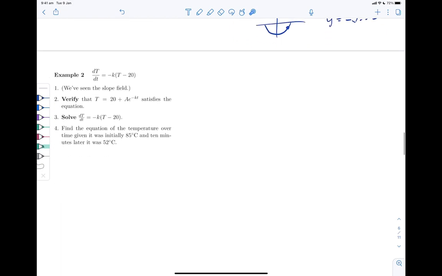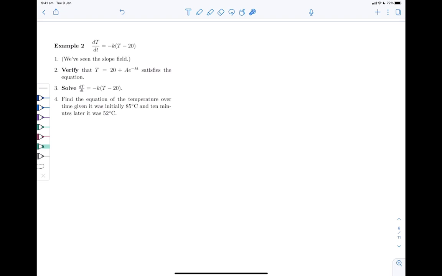All right, let's move on to example 2. Okay, so we've seen the slope field, so we're not looking at that again, but just remember that there was this ambient temperature, and the solution looks like that, right? And all the slope fieldy line things kind of indicate solutions like that. Okay, so number 2, verify. So this is easy. T equals 20 plus a e to the negative kt. All right, so note t minus 20 equals a e to the negative kt.